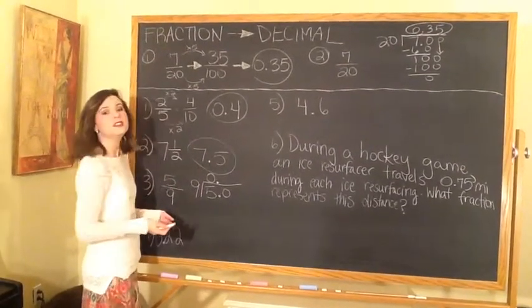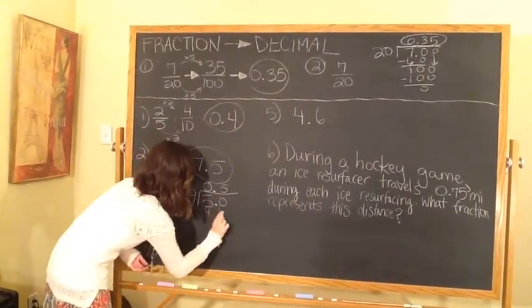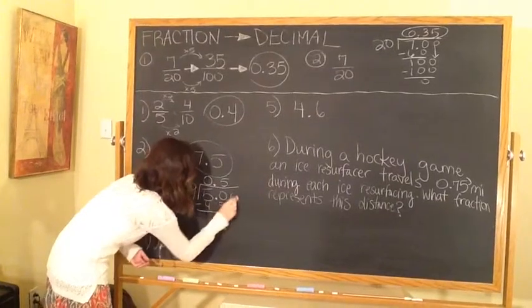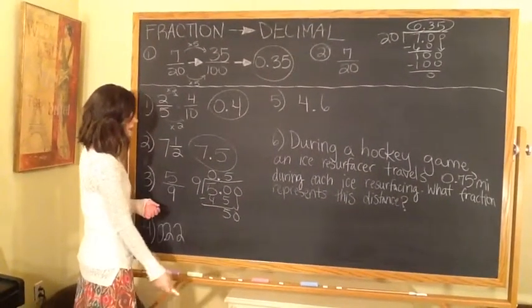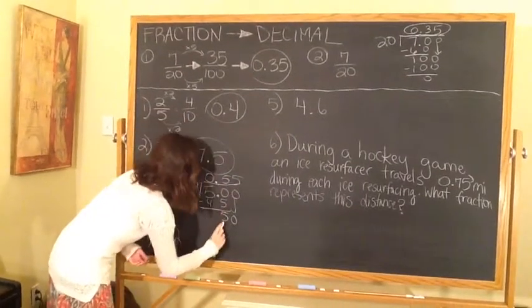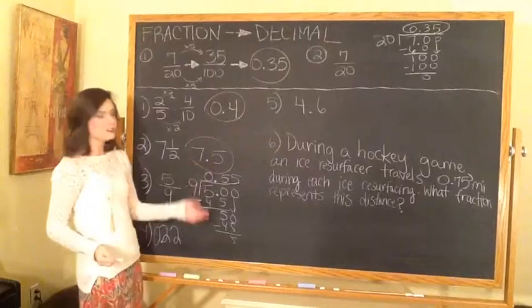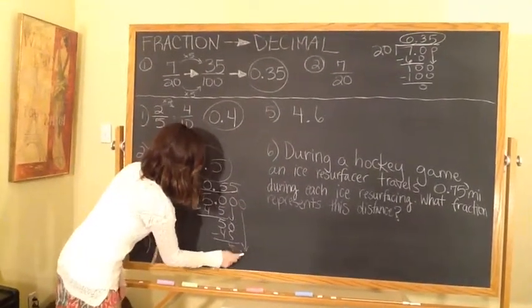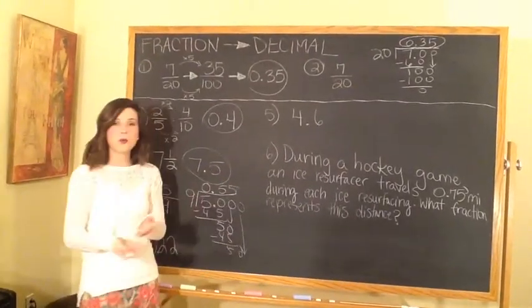Now the closest you could get is 9 times 5, which gives you 45, and then you would subtract and get 5. Then you add a 0, then you go down. How many times does 9 go into 50? The closest is 5, which gives you 45, and you're going to get 5. Now we start seeing a pattern here because we keep getting 50, 50, 50, and 50. So basically, we're going to have a 0.5 repeating.